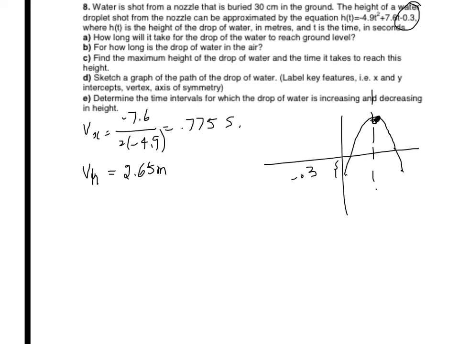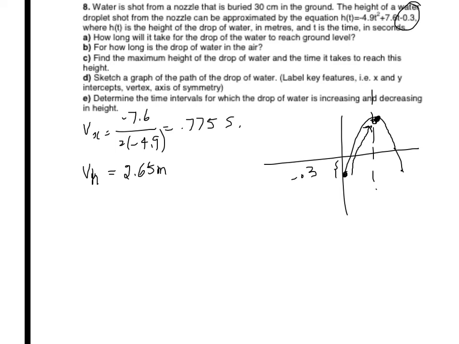The last part says determine the time intervals for which the drop of water is increasing and decreasing. Again, as I said, start going on the graph from the beginning to end. When you go up the graph from here to the vertex, x is increasing at the same time y is increasing, so you can say the function is increasing from this point to this point.